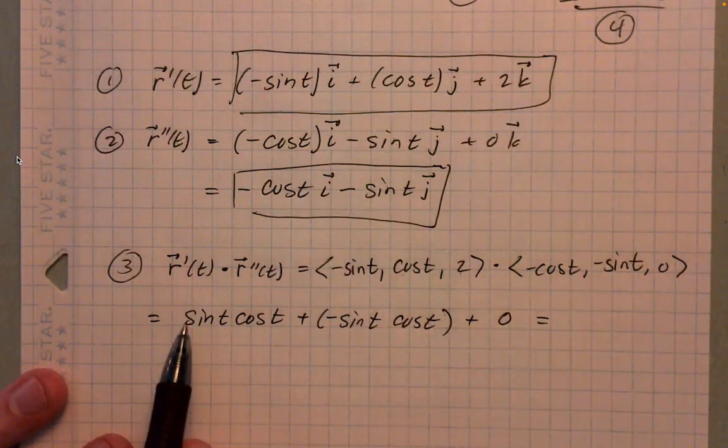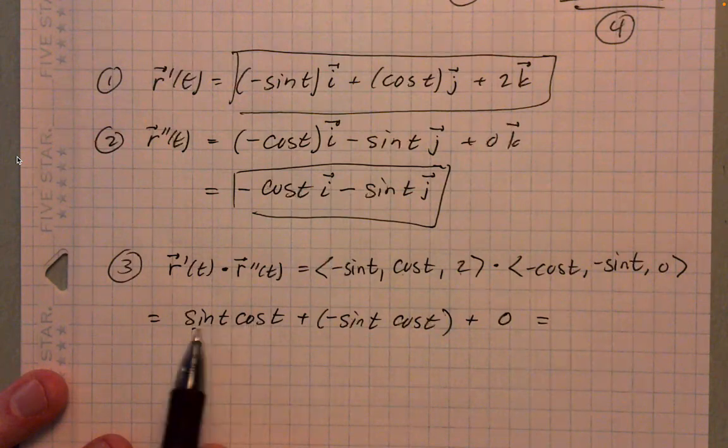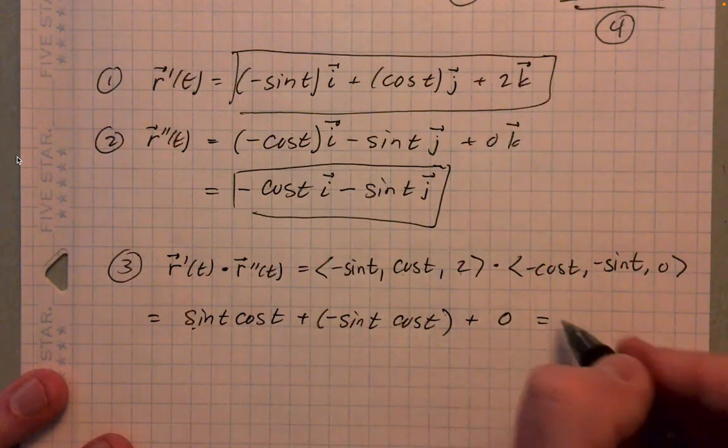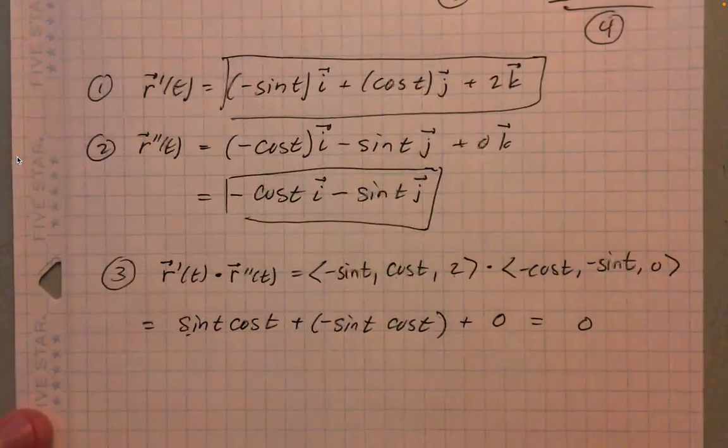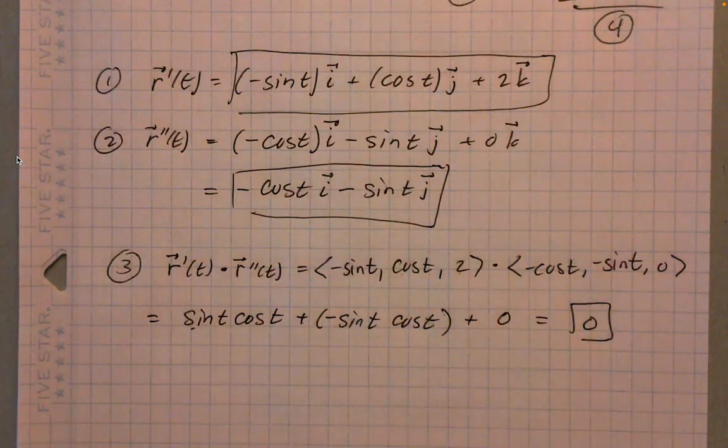So what do we get? Well, in this case, we get sine cos minus sine cos plus 0, right? So you get 0. So the dot product in this case is 0. I wouldn't assume that that's generally true. It just happens to be true here. It has to do, obviously, with the fact that those sine and cosine signs flip on us, don't they?